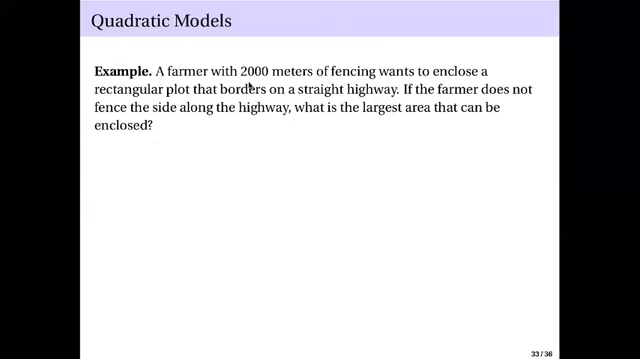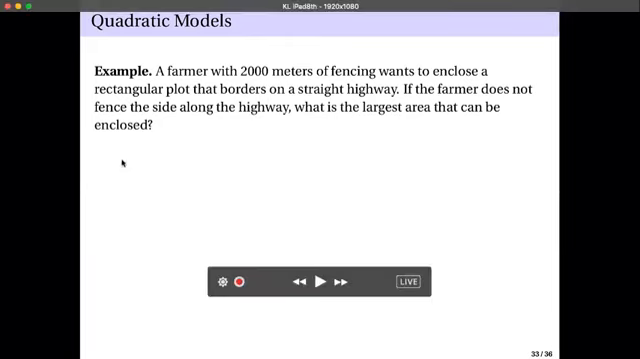So a farmer with 2,000 meters of fencing wants to enclose a rectangular plot that borders on a straight highway. If the farmer does not fence the side along the highway, what is the largest area that can be enclosed?